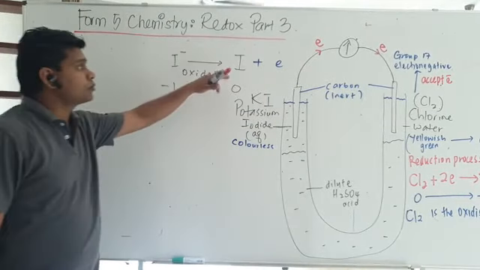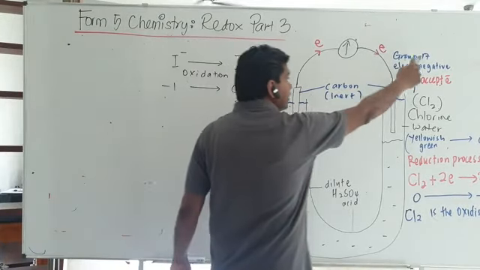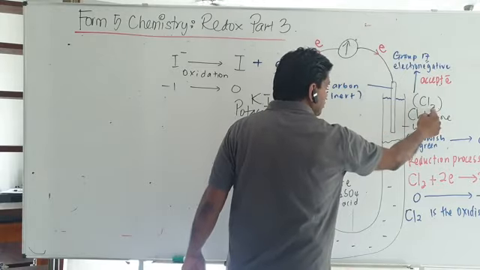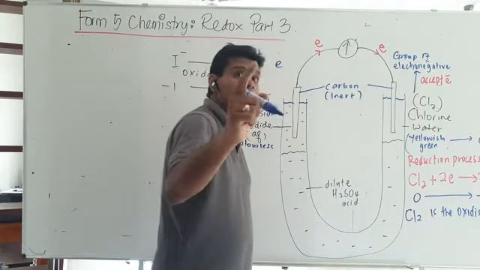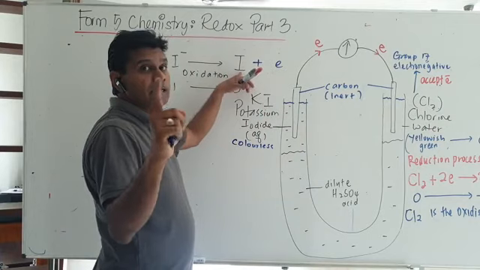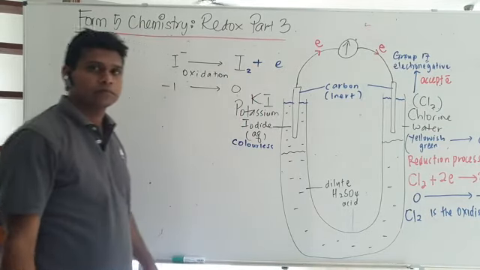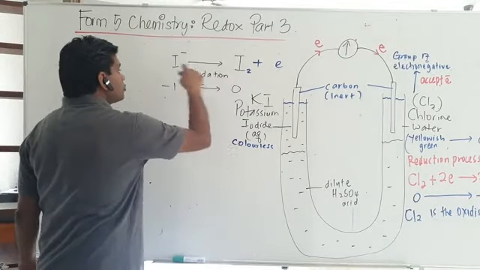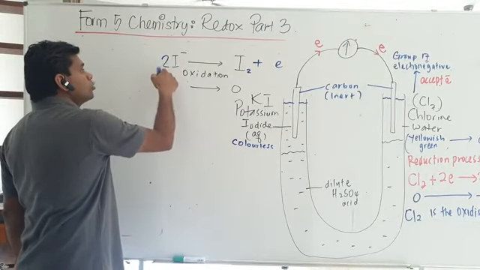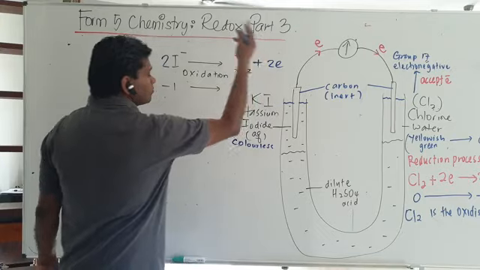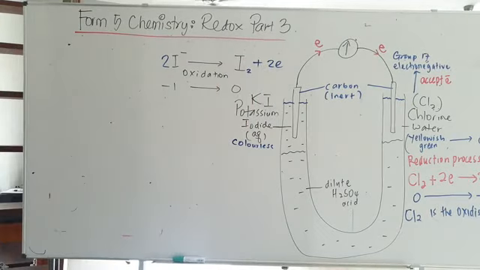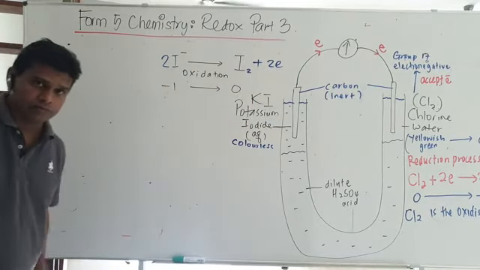But iodine is group 17 also. Any group 17 must always be diatomic. Remember that, diatomic. They cannot exist as a single atom, must be diatomic. So here is 2, here also must be 2. That means 2 iodide must give 2 electrons. So therefore we have got our equation.